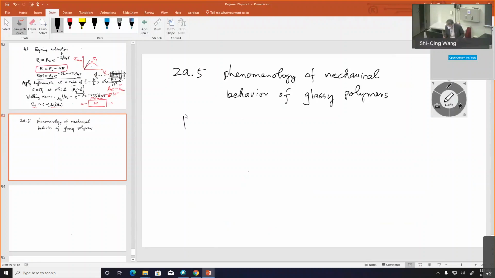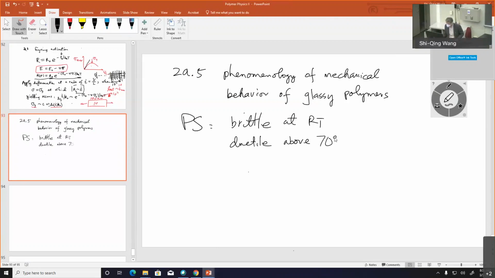I indicated, for example, let me write it down. I know I verbalize so much. I indicated it's brittle at room temperature. And if you make your sample properly, let's say extrude your polystyrene, very defect-free, then it turns ductile above 70 degrees C, which is still 30 degrees below its Tg, which is about 100 C.